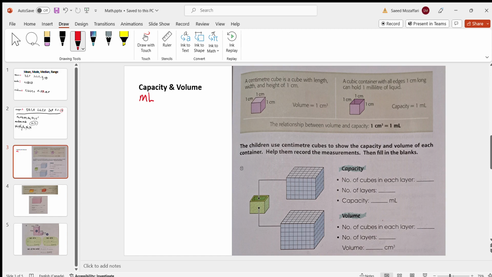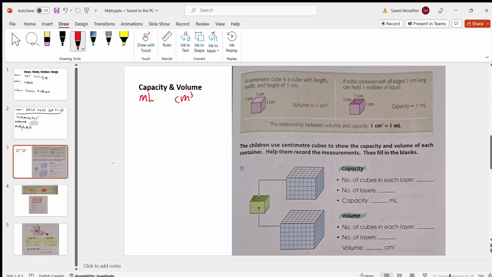Volume refers to the amount of space occupied by an object. It is measured by cubic centimeter. So you write cubic centimeter like this. Volume is measured by cubic centimeter.